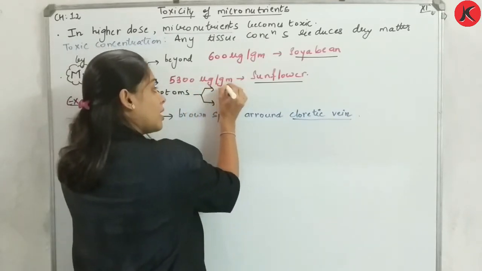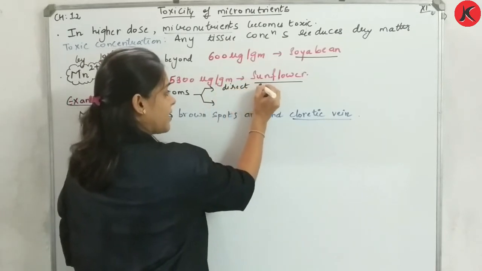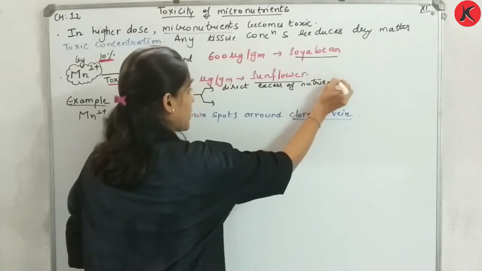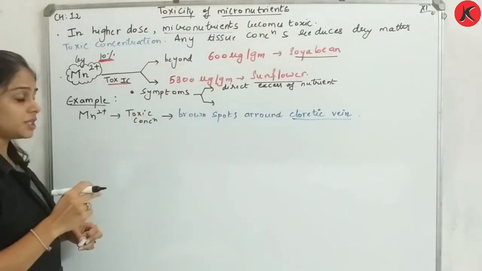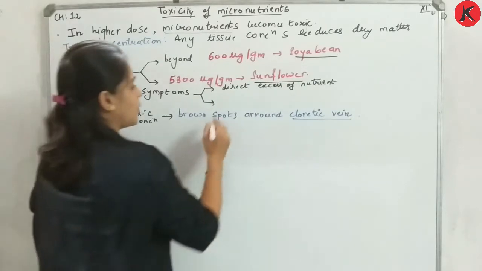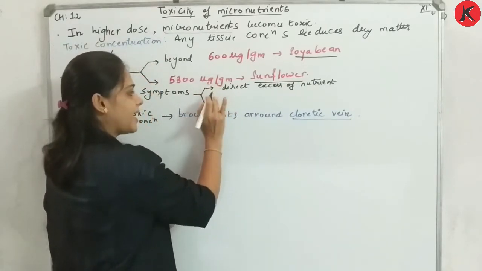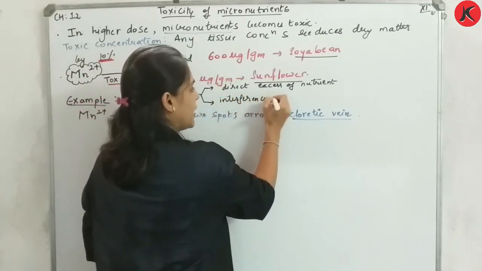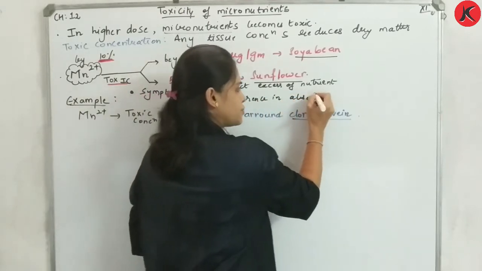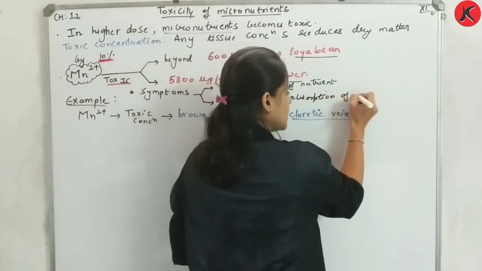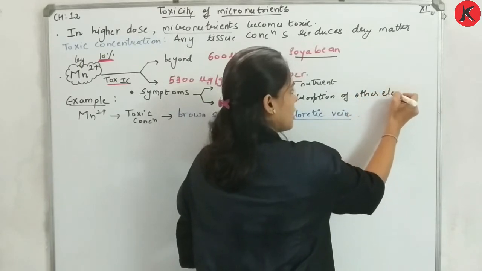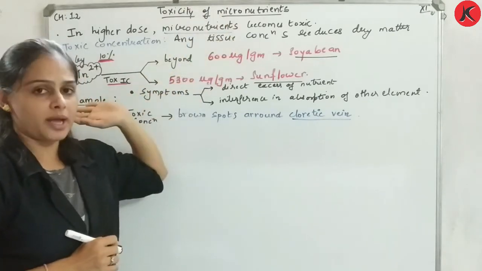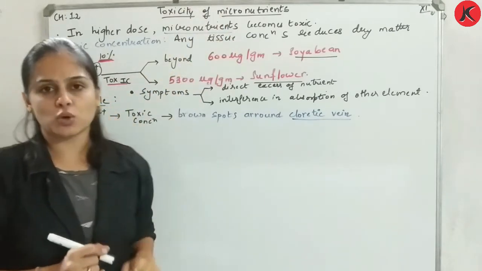either due to direct excess of nutrient, of that particular nutrient, or symptoms are visible, right, when there is interference in absorption of other element. नहीं समझ में आया? मैंने सिंपल ये बोला बच्चों that जो भी टॉक्सिक सिम्टम है वो दो वजह से हो सकते हैं.